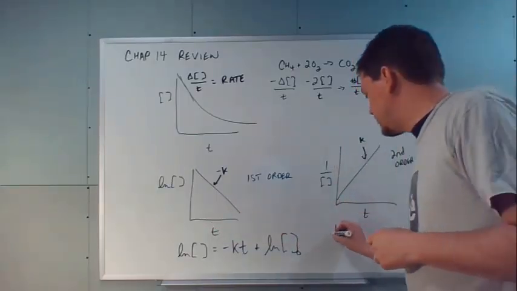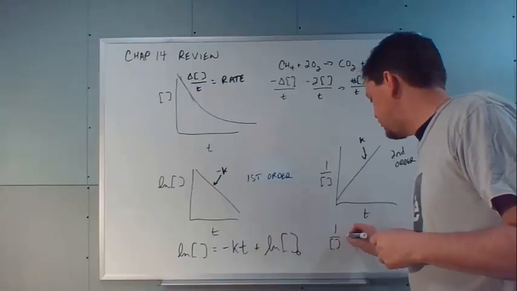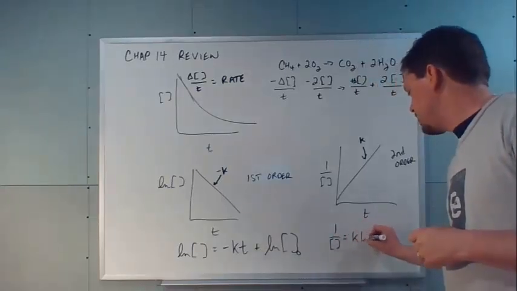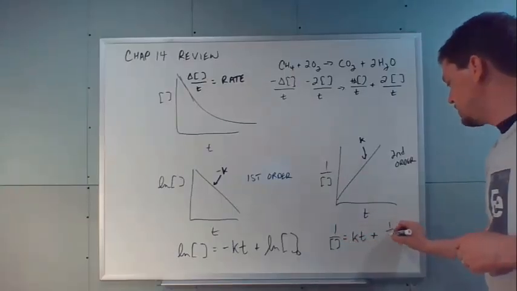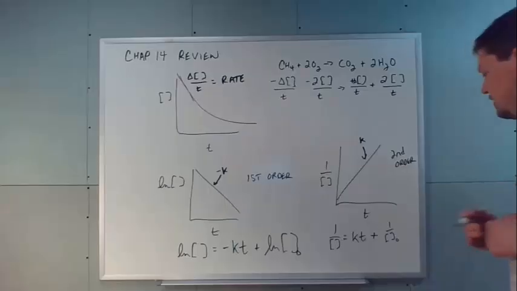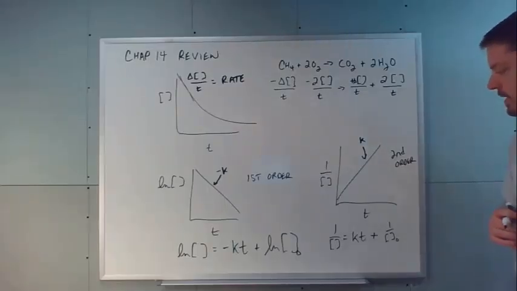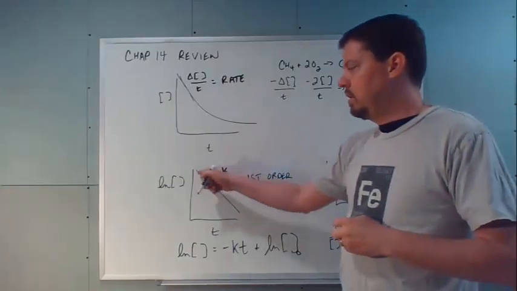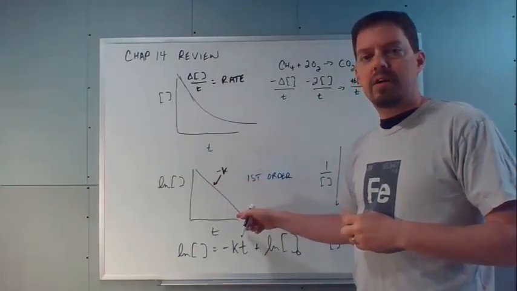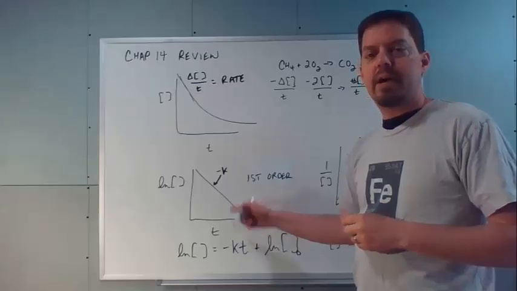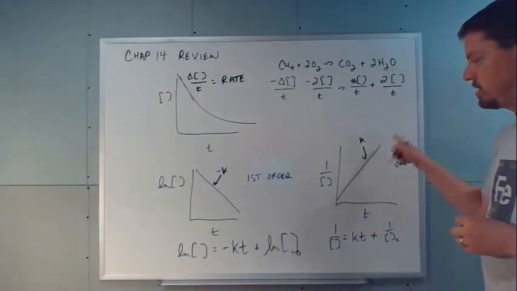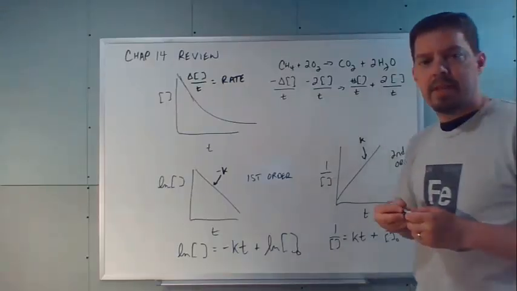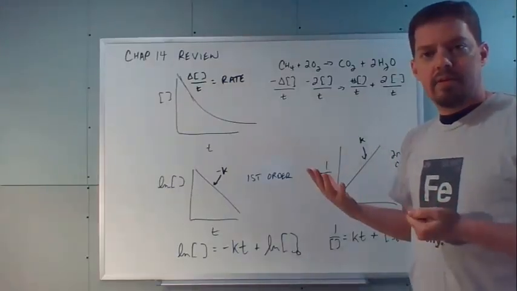If it ends up being second order, then it's just going to be 1 over the concentration equals kt plus 1 over the initial concentration. All right, and that would be a second order situation. So that would be one where even after you did the natural log of the concentration with respect to time, it still had a curve to it. And so then when you do the second order, it should linearize that one out. All right, so there's your integrated rate laws.